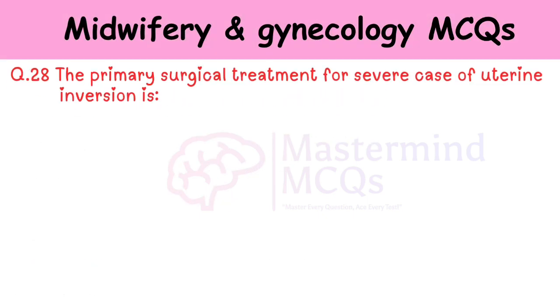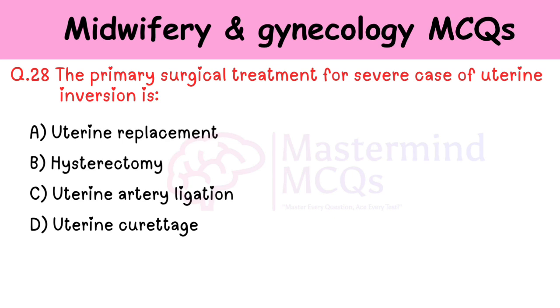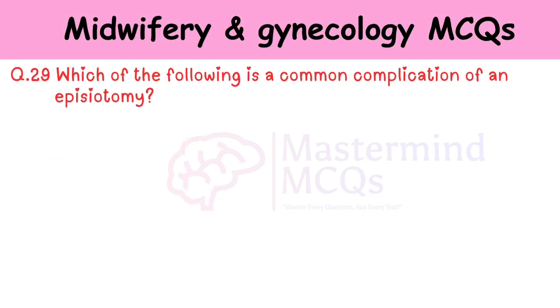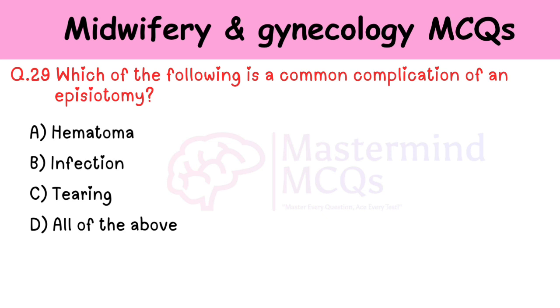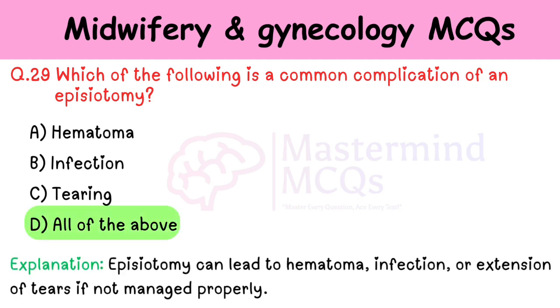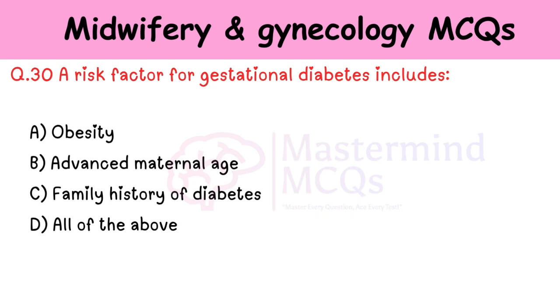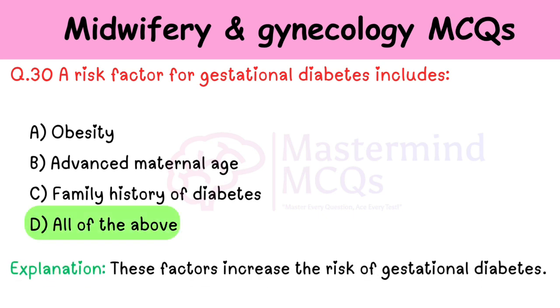The primary surgical treatment for severe case of uterine inversion is A. Uterine replacement. Which of the following is a common complication of an episiotomy? D. All of the above. A risk factor for gestational diabetes includes D. All of the above.